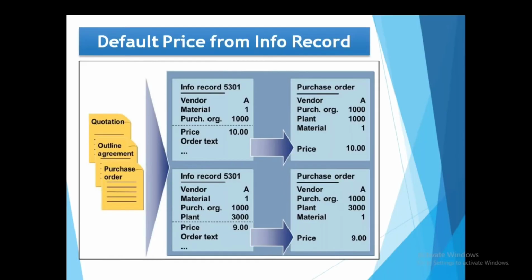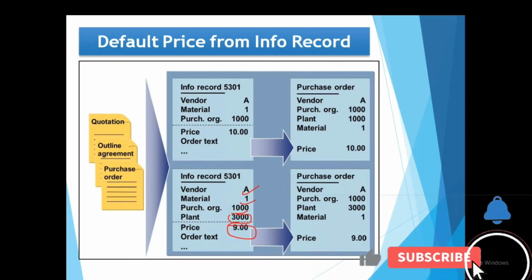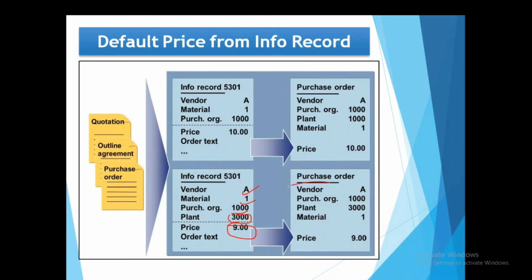According to that, it will propose the price into the purchase order. Suppose you see here, for this vendor and material 1 in the purchase organization, in plant 3000, they maintained the price as 9. So when you create a purchase order for this combination, it will propose the price as 9. Whereas you have one more info record for the same vendor A, material 1 in purchase organization 1000, but there is no plant. That time the price is 10. So when you create a purchase order in another plant, the system will read this info record and propose the price.